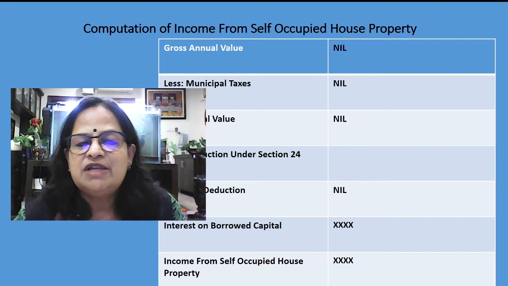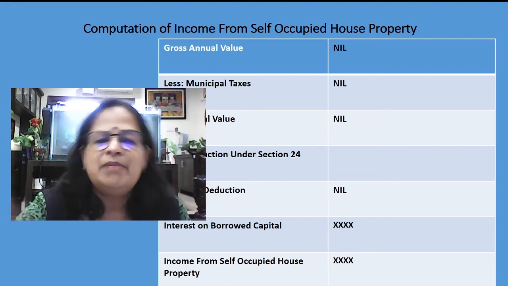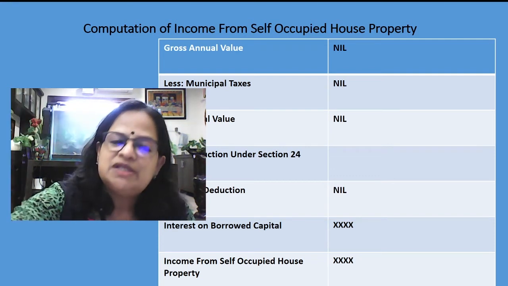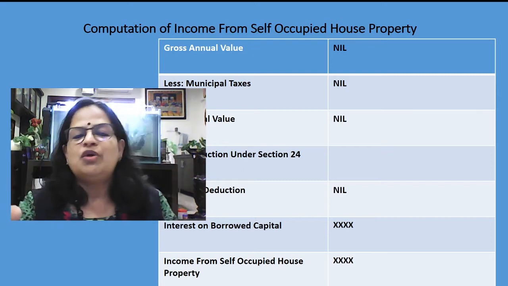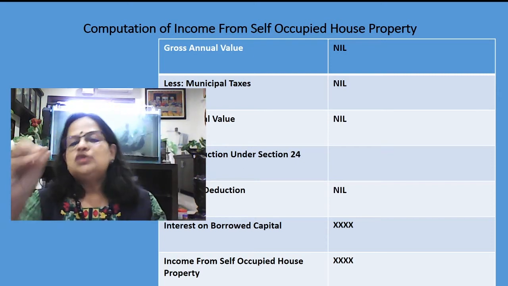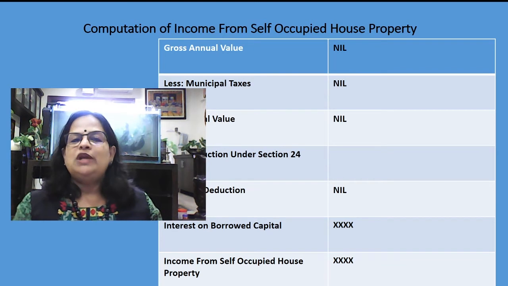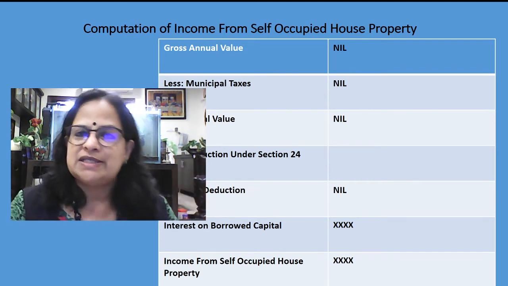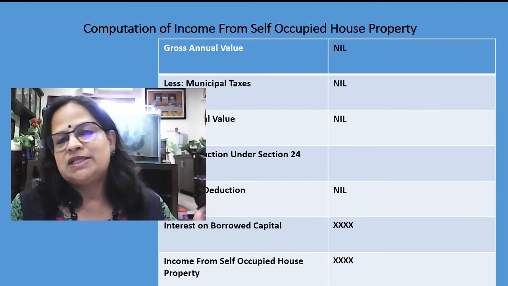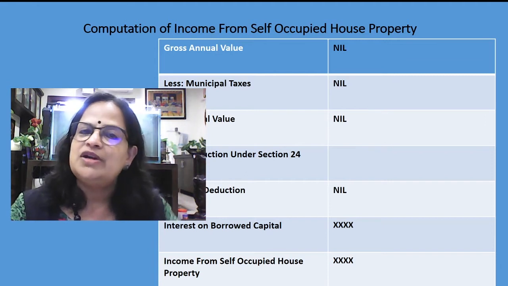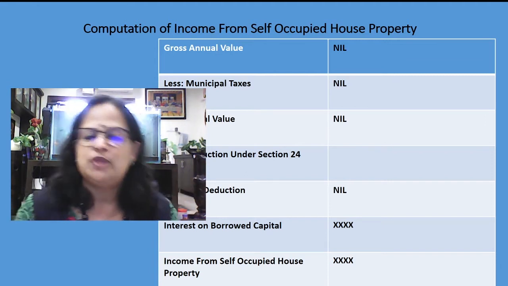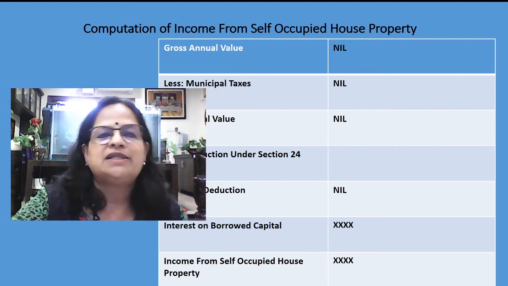Now, income from self-occupied house property will always be a minus figure, because whatever the interest on borrowed capital is, if it's 2 lakhs, then 2 lakhs will be the minus value. So if my salary is 20 lakhs, 20 lakhs minus 2 lakhs, my salary income will reduce to 18 lakhs. This is a good adjustment for reducing the tax liability.